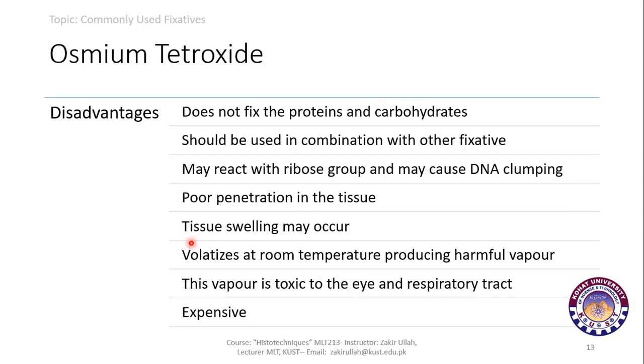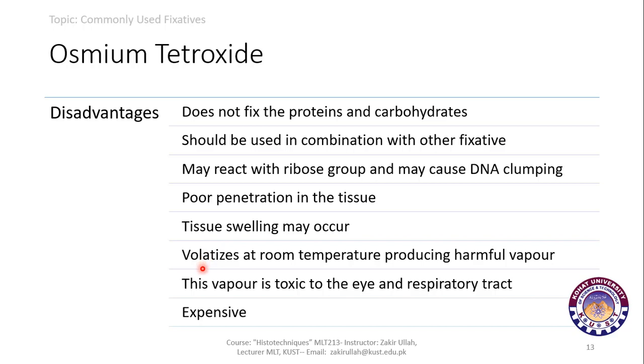There are many disadvantages of osmium tetroxide when it is used as a fixative. Osmium tetroxide does not fix the proteins and carbohydrates, and it should be used in combination with other fixatives, because it may react with the ribose group and may cause DNA clumping. Osmium tetroxide has poor penetration power, and it may also cause swelling of the tissues.